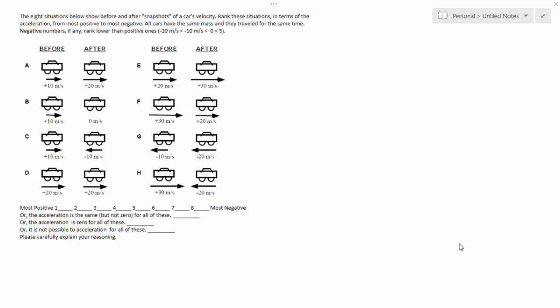Here we've got snapshots of cars before and after. They show you the initial and final velocity of the car, and the idea is to rank them according to acceleration, from the most positive to the most negative.